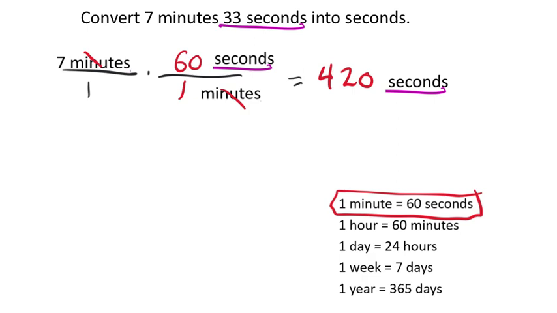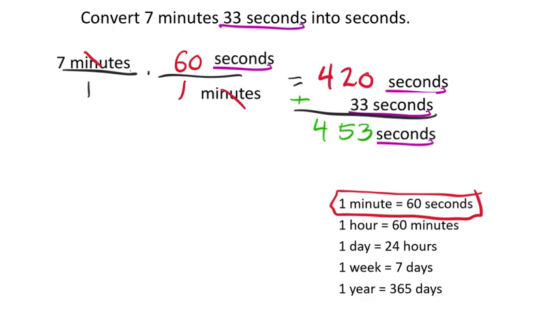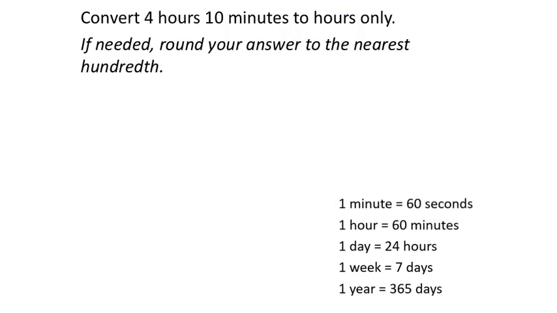But then we had the other 33 seconds that we now need to add in. So we're going to take those 33 seconds and add them in, and this will tell us how many total seconds there are. So that would be 453 seconds. That's it. So yeah, those 33 seconds, they are seconds, so of course we would need to add those in at the very end. Okay, try this one.